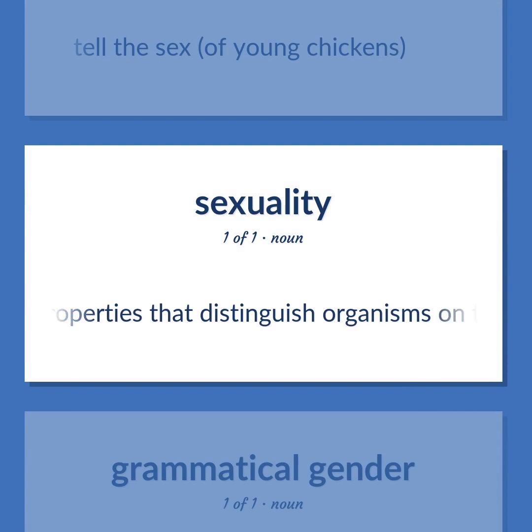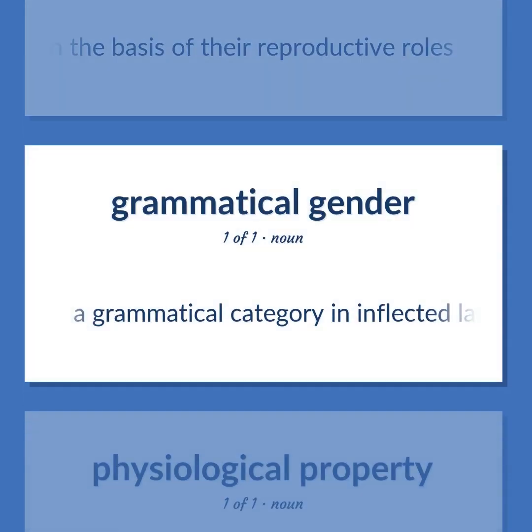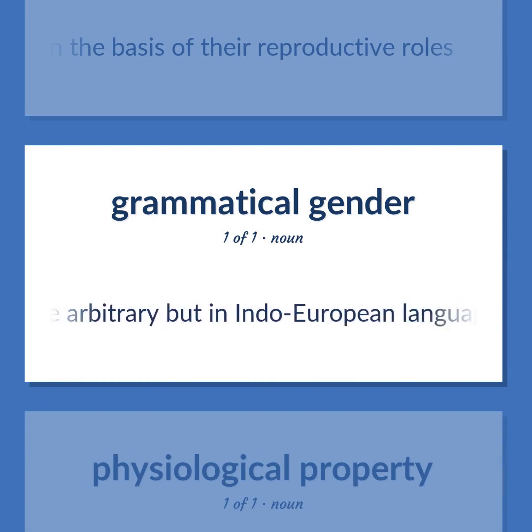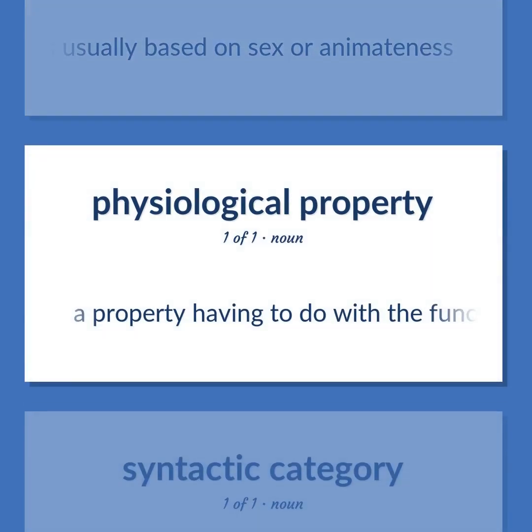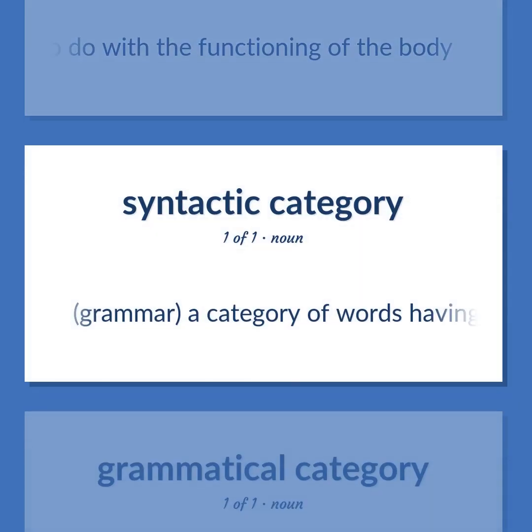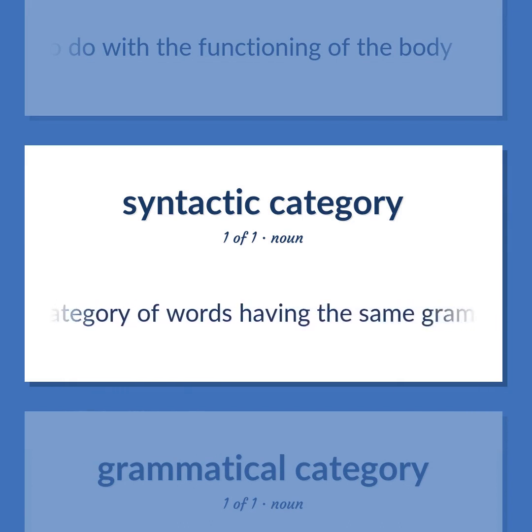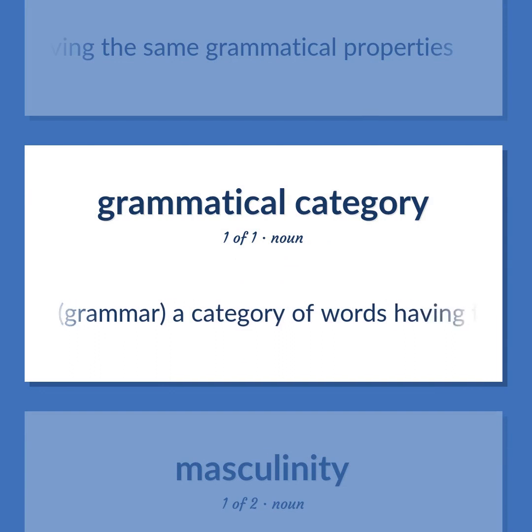The properties that distinguish organisms on the basis of their reproductive roles. A grammatical category in inflected languages governing the agreement between nouns and pronouns and adjectives. In some languages it is quite arbitrary, but in Indo-European languages it is usually based on sex or animateness. A property having to do with the functioning of the body. Grammar. A category of words having the same grammatical properties.